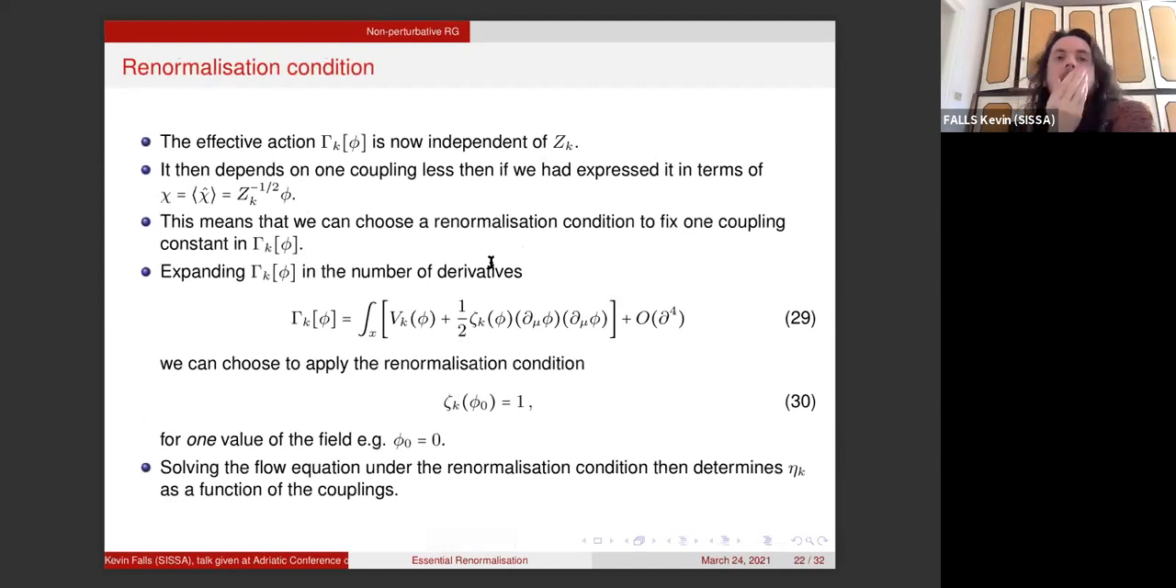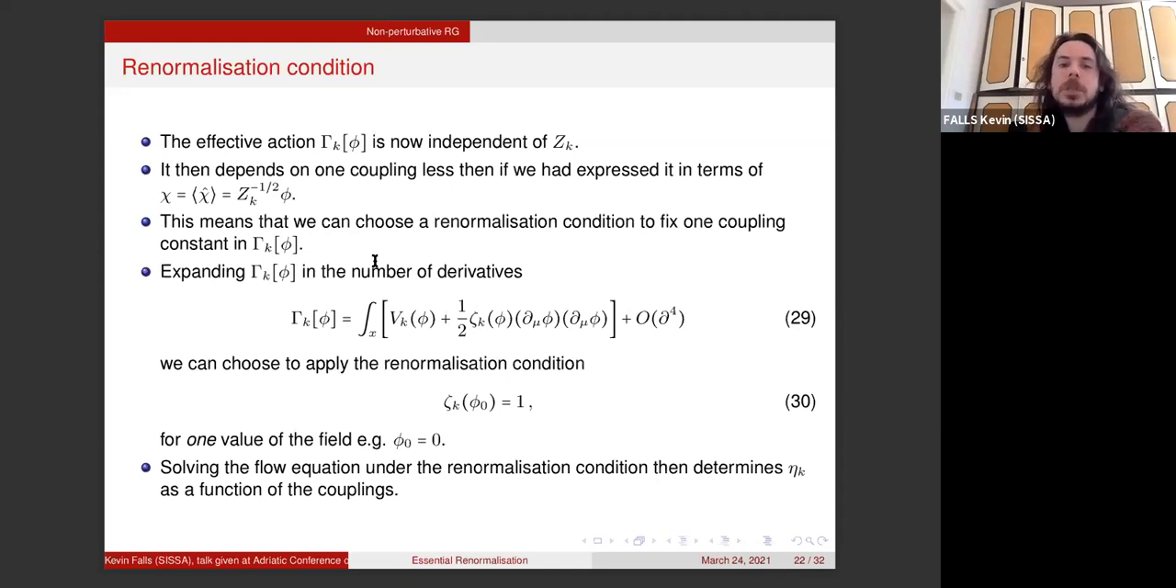So I could re-express it in terms of the mean value of chi, and then I would reintroduce this dependence on z. So you see, by working with phi, I'm just removing the dependence on z. But I still have the freedom now to say, well, exactly what is z, right?